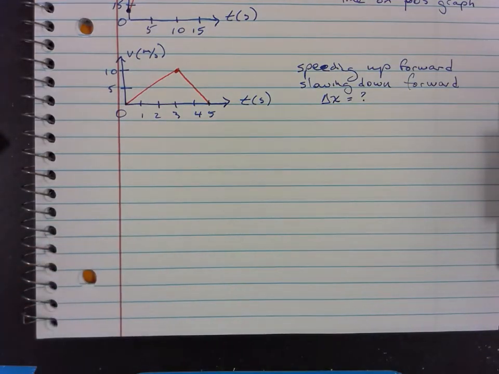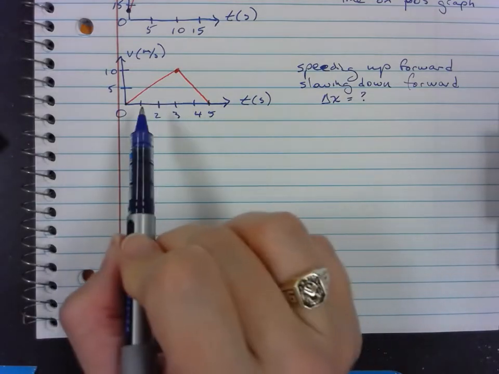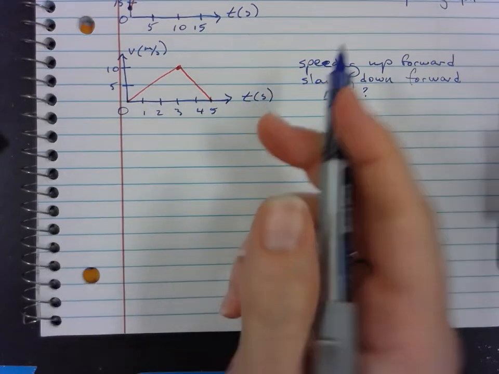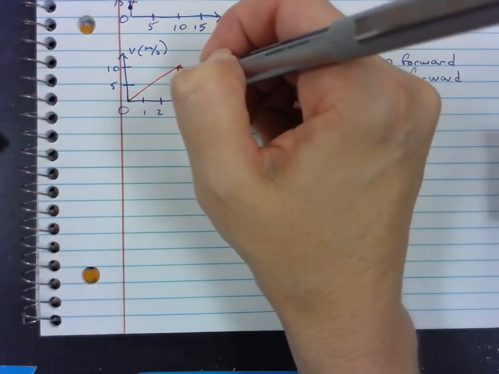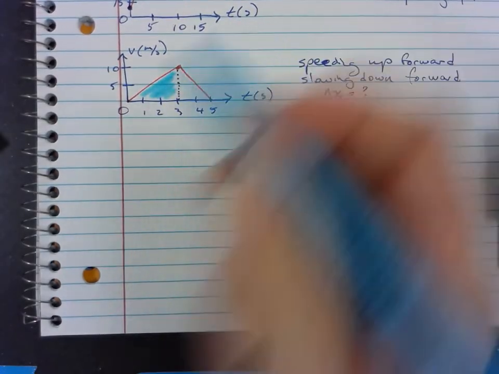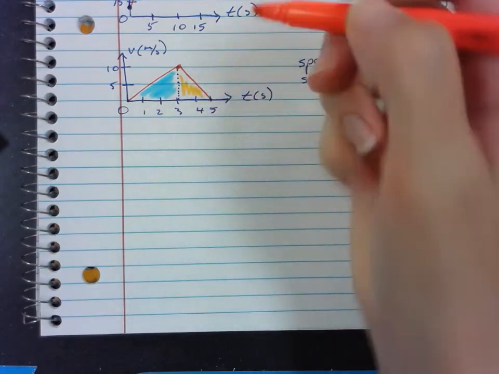So we're going to use this area idea. You want to break the graph into individual sections based on your changes in motion. So we have speeding up and slowing down, so we need to break this up into 2 triangles. We have a triangle there, and we have a triangle there.